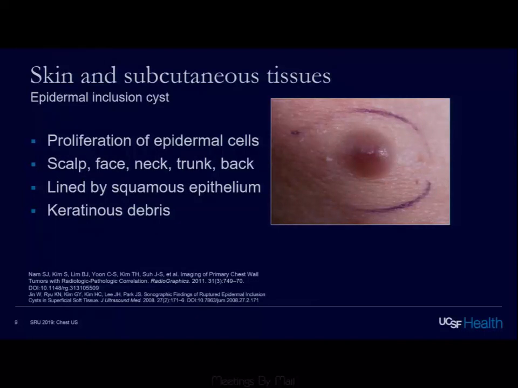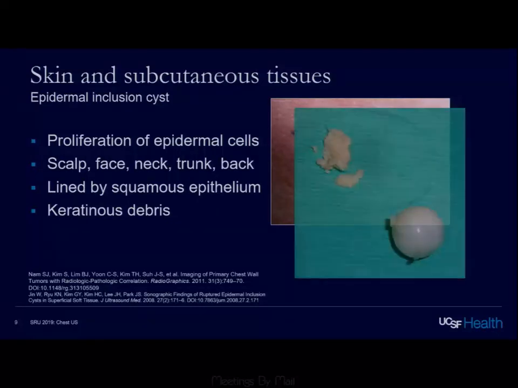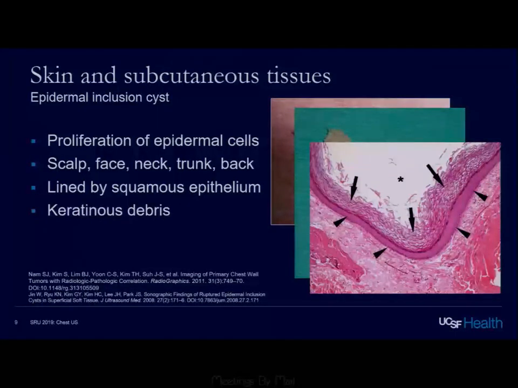The definition of this is proliferation of epidermal cells. It can be within the dermis, hypodermis, or subcutaneous tissues, and it's a circumscribed area of proliferation. More than 90% of these happen within the upper body, including the scalp, face, neck, trunk, and back. The optimal management of this is surgical excision. When they are excised, you find a nicely encapsulated ball of keratin. You can elect to drain them, but that's not the ideal approach because they tend to recur. And histopathologically, they are lined by squamous epithelium and filled with keratinous debris inside.